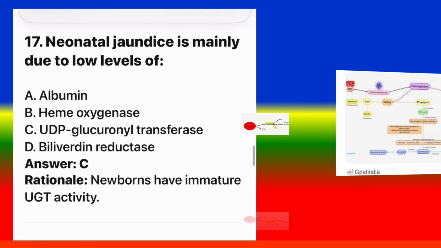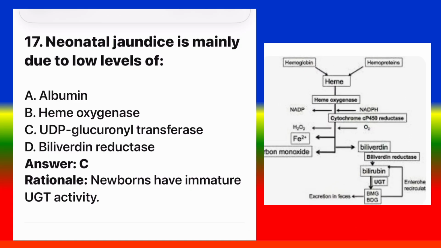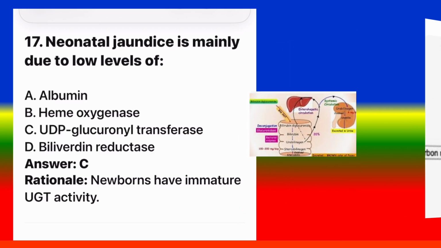17. Neonatal jaundice is mainly due to low levels of: A. albumin, B. heme oxygenase, C. UDP glucuronyl transferase, D. biliverdin reductase. Answer C. Rationale: Newborns have immature UGT activity.